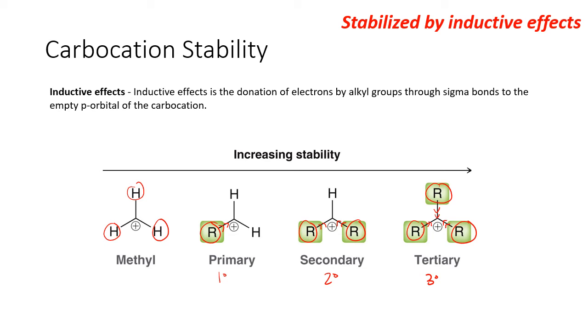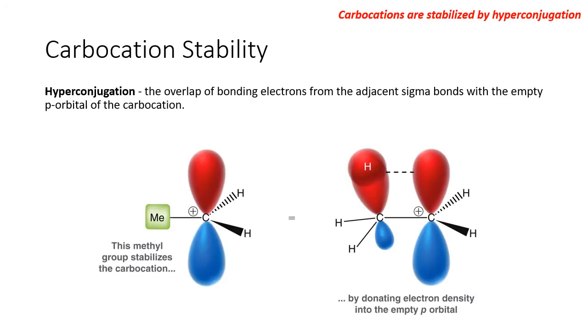So you got your most stable as tertiary, your least stable as methyl. Another phenomenon that stabilizes carbocations is called hyperconjugation. So they are stabilized by inductive effects and hyperconjugation. Hyperconjugation is a little different. It's the overlap of bonding electrons from adjacent sigma bonds with the empty p orbital of the carbocation.